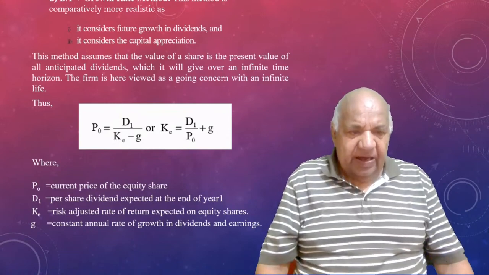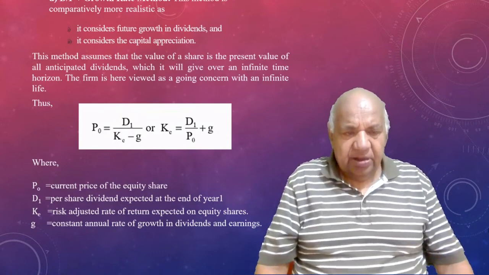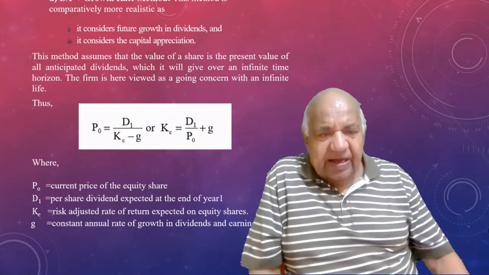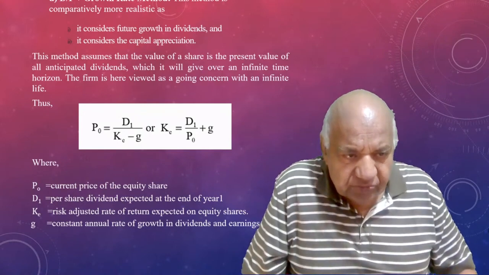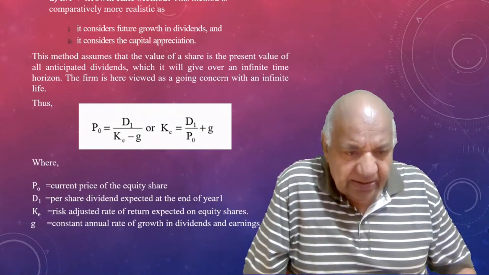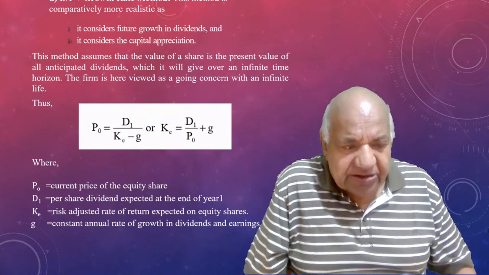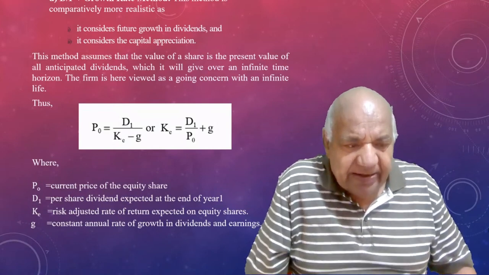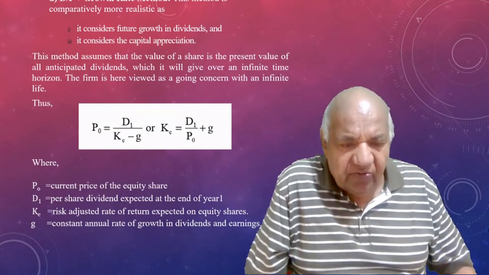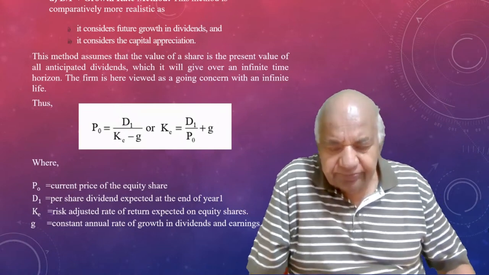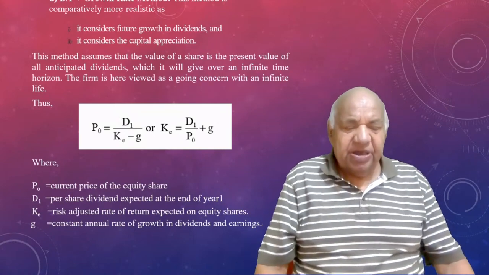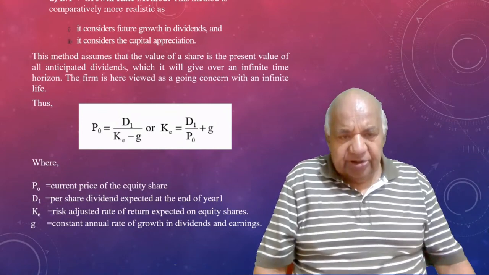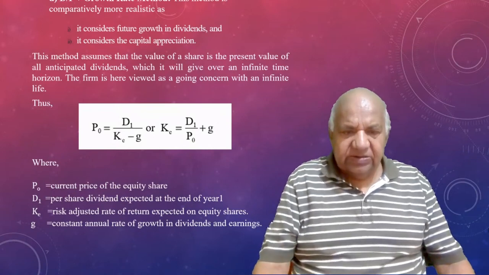P0, the current price of the equity share, equals D1, dividend expected at the end of first year, divided by KE, that is risk adjusted rate of return expected on equity shares, minus G, or constant annual growth in dividends and earnings. Or in other words, you may say cost of capital KE equals D1 upon P0 plus G.